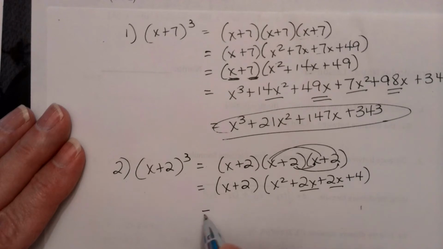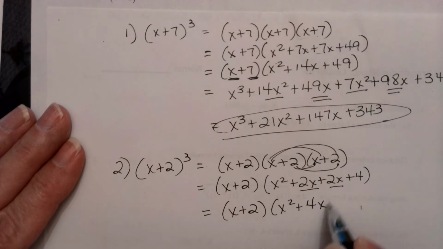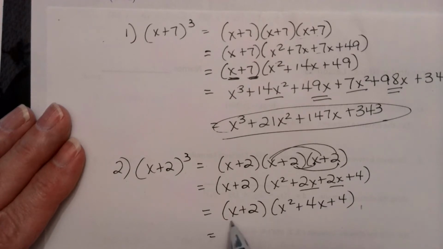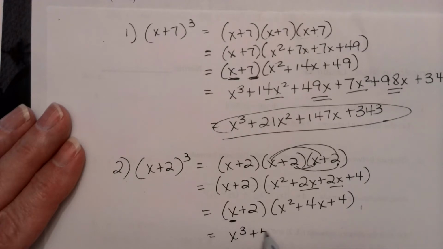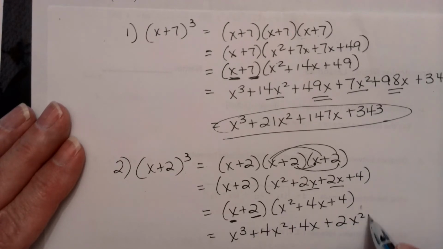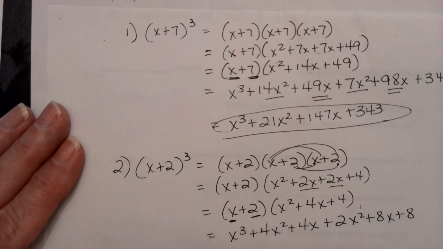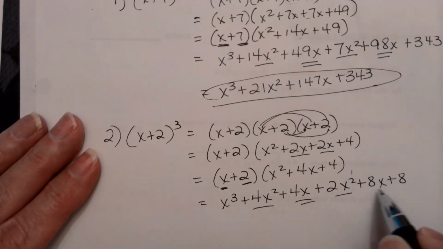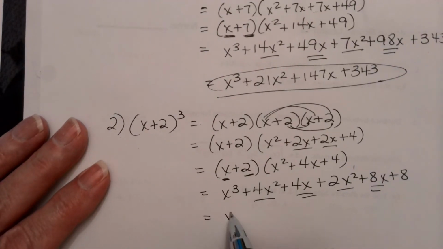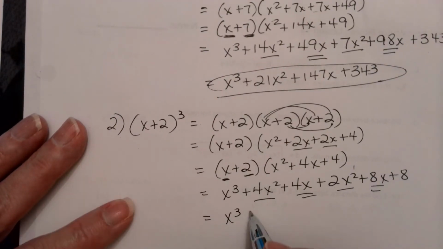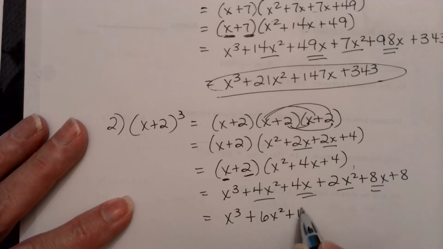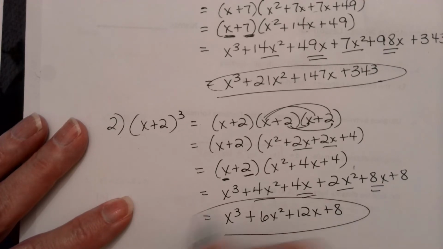Add up your like terms. Now, take the first one, multiply to every one in the second set of parentheses. Then take the second one, multiply to each of the ones on the second set of parentheses. Then look for your like terms. Add your like terms together. And then you're done. Okay?